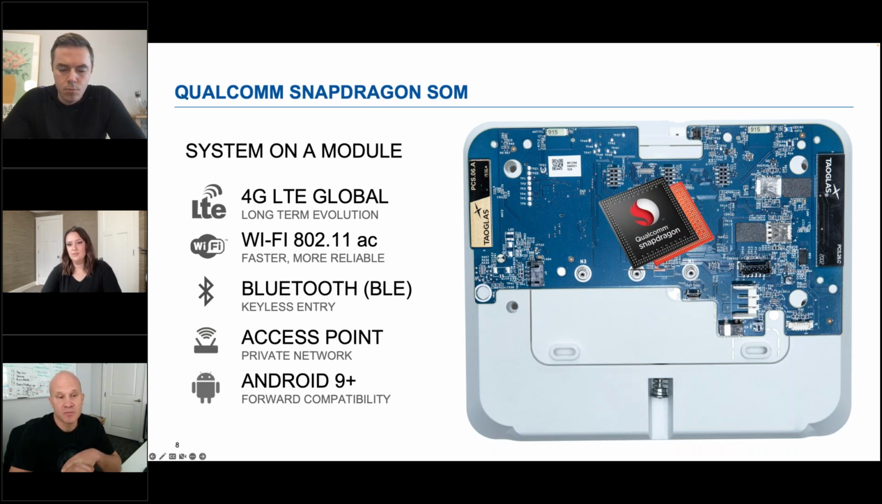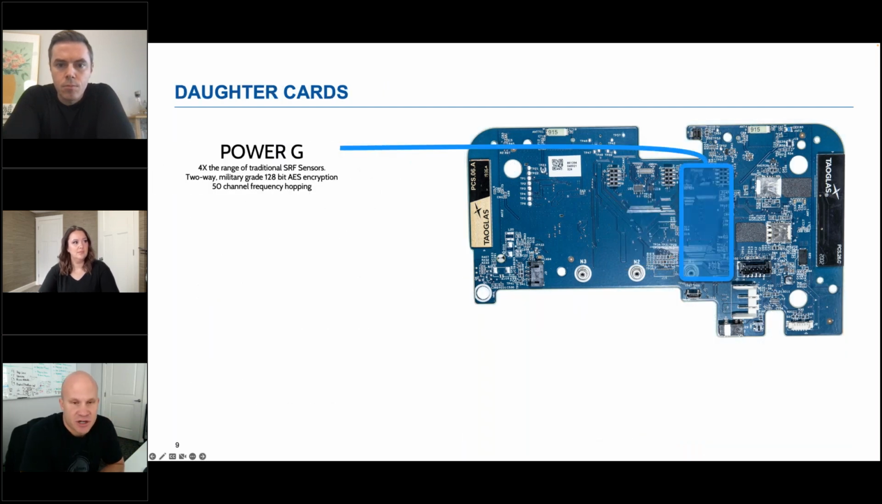We've got Bluetooth on board. We can do a Wi-Fi access point. And we really start with Android 9 and with the ability to go forward. And that's all integrated to this very advanced chipset that we get from them. And so this really becomes the core operating system that drives a lot of the other features you see on the outside. On top of that, we then start to make it a security panel, right?